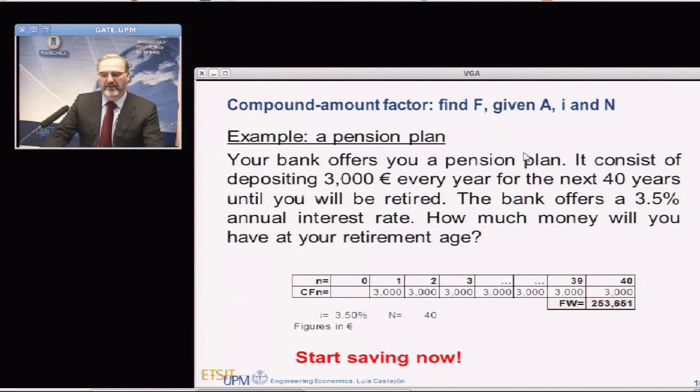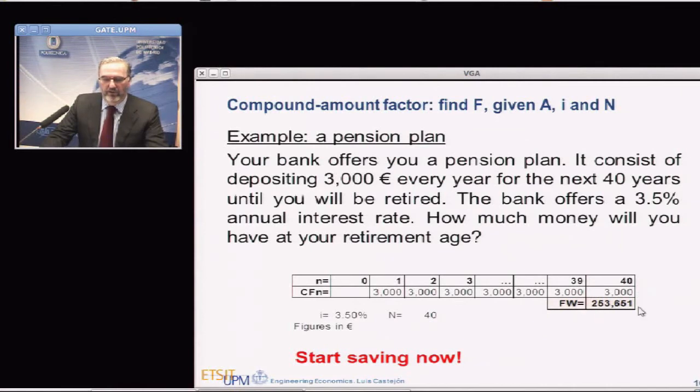Your bank offers a pension plan. It consists of depositing 3,000 euros every year for the next 40 years until you are retired. The bank offers a 3.5% annual interest rate. How much money will you have at your retirement age? You see here the cash flow payments is 3,000, periodic payments. So at the end of 40 years from now, you will have 253,625.51 euros.